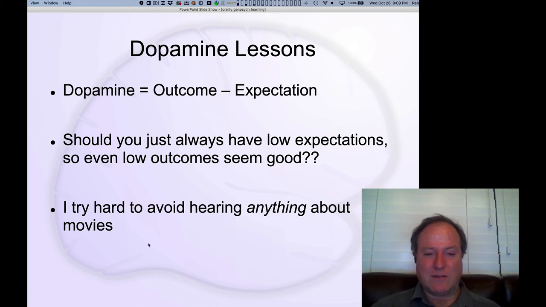But you can do certain tricks. You can decide how much information you want to get about a movie. If you're going to go see a movie, or these days sit on your couch and watch a movie, you may not want to find out too much information about it in advance, so that you can experience it without those expectations.